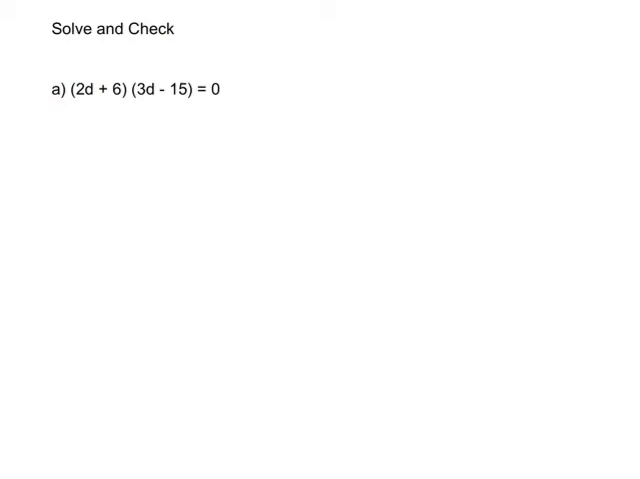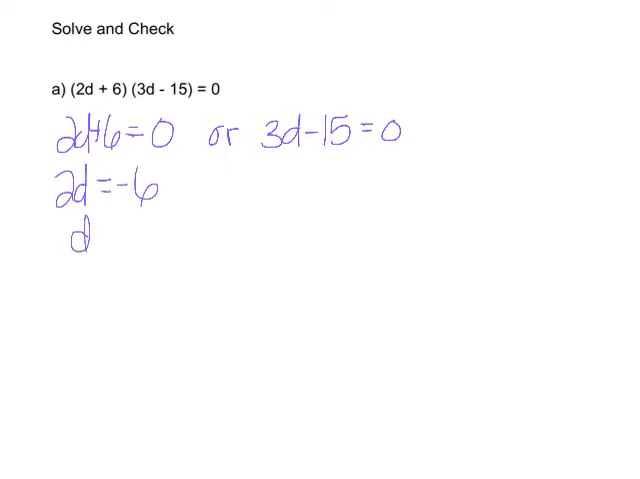Now we're at the point where we can start solving the polynomial. And when I solve for that polynomial, since it's set equal to 0, I am just going to say, well, each one of these terms that are in parentheses is set equal to 0. So I'm going to solve for the variable. And I also have the 3d minus 15 that could equal 0. So when I solve for both of those, I have that 2d equals negative 6, so d must equal negative 3, or 3d equals 15, and then d equals 5.